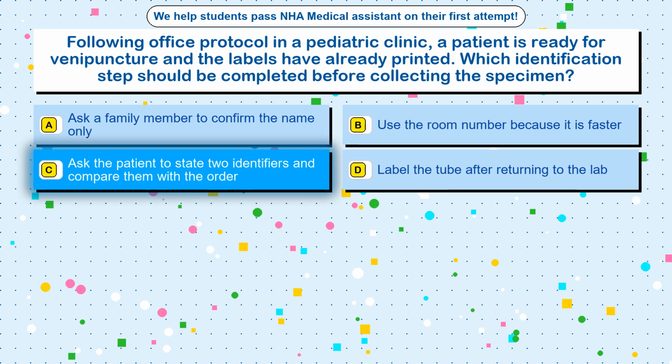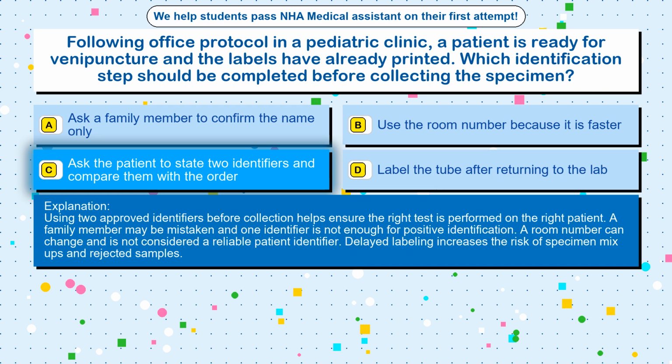The correct answer is option C. Ask the patient to state 2 identifiers and compare them with the order. Using 2 approved identifiers before collection helps ensure the right test is performed on the right patient. A family member may be mistaken and 1 identifier is not enough for positive identification. A room number can change and is not considered a reliable patient identifier. Delayed labeling increases the risk of specimen mix-ups and rejected samples.